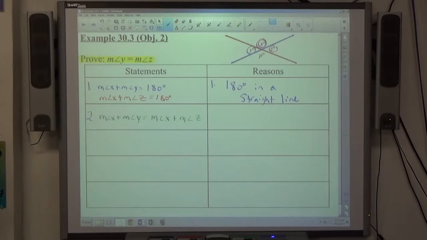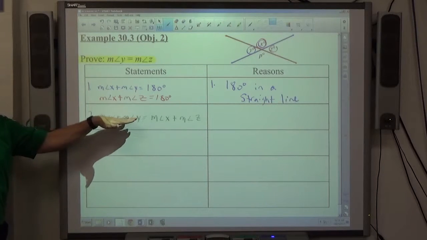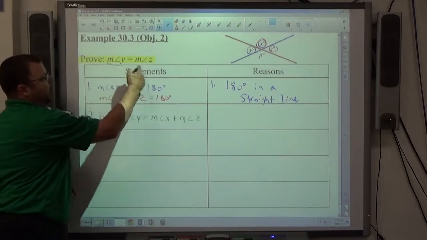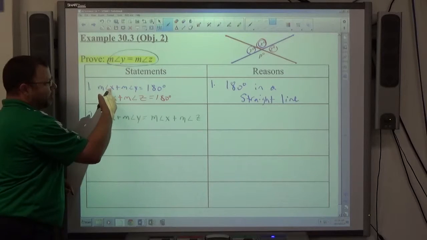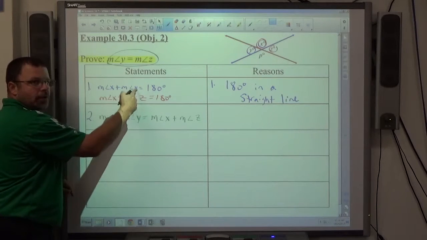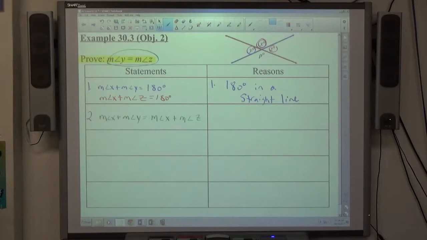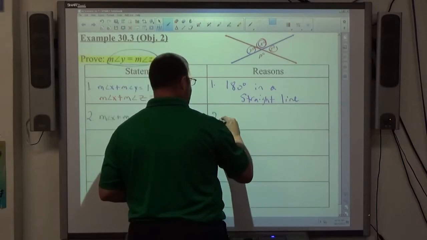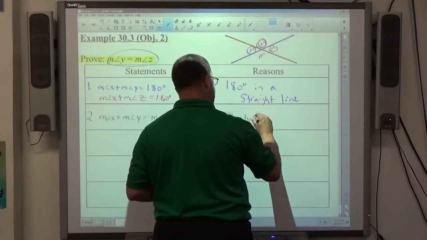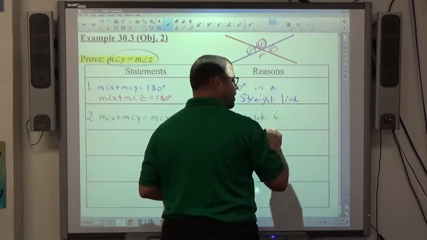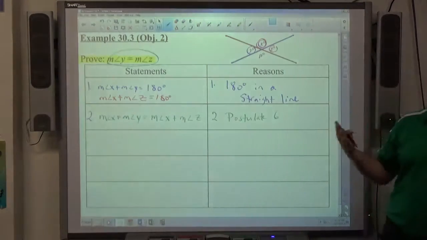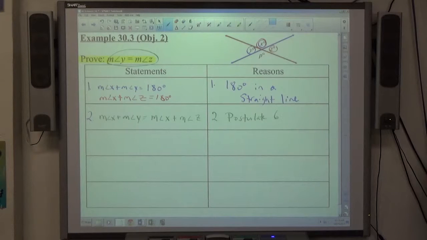Alright? The usefulness of that step in the proof, we're trying to prove this to be true. We went from y in one equation, z in a different equation, into y and z in the same equation. Alright? It's not what we want yet, but at least they're in the same equation, and that will be postulate 6. If you want to write things equal to the same thing are equal to each other, that's fine. If you want to write postulate 6, that's fine.